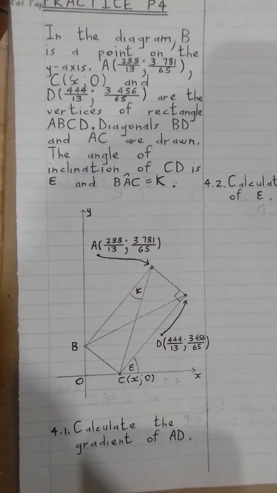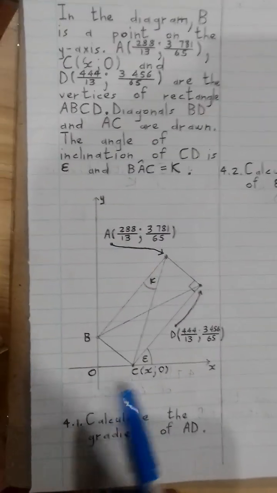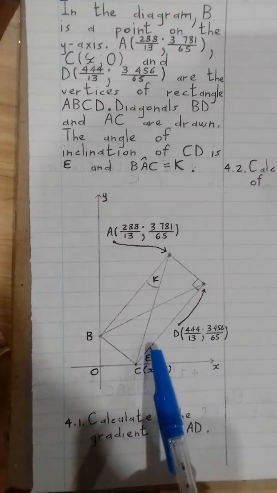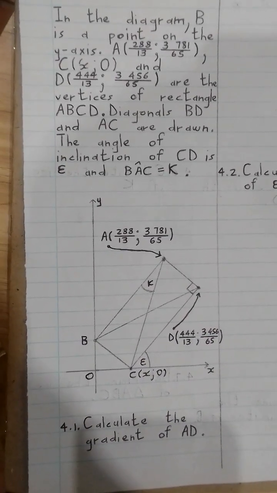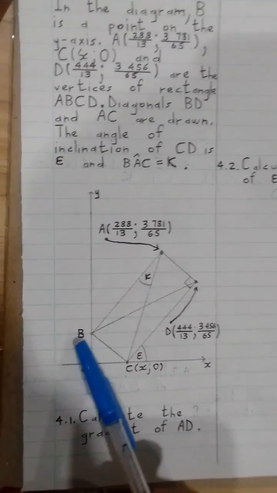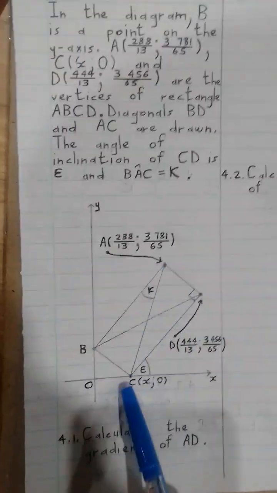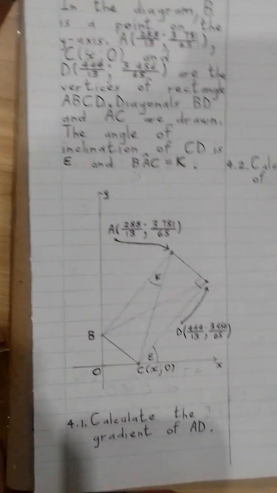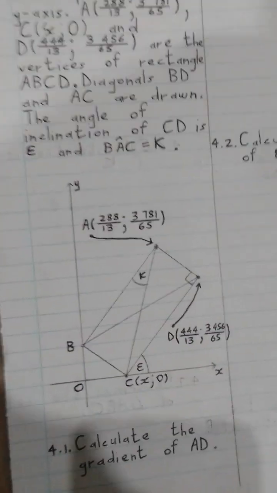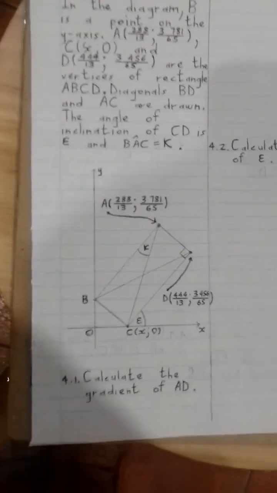The angle of inclination of CD is epsilon. CD is this line, the angle of inclination, here it is. And angle BAC is equal to kappa. Angle BAC is kappa, here's kappa. Okay, so there are some things that we need to just note down, okay?